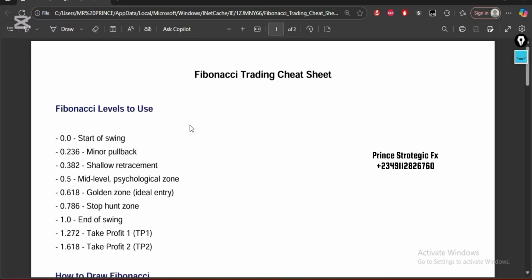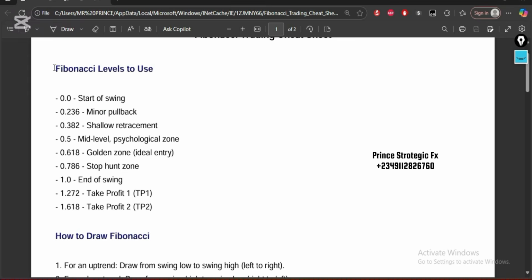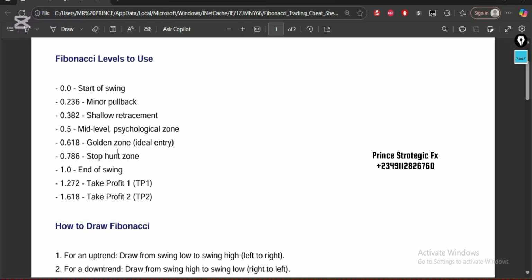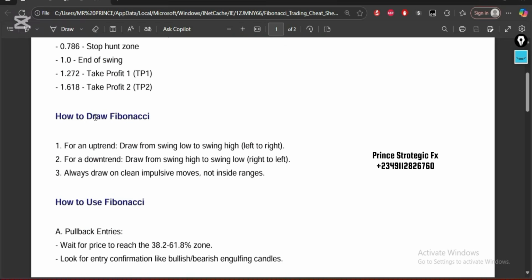It is my own special guide that I use, right? So it will show you exactly the Fibo levels and how to set the Fibo levels. It will also show you how to draw the Fibo levels. All these have been set for you.